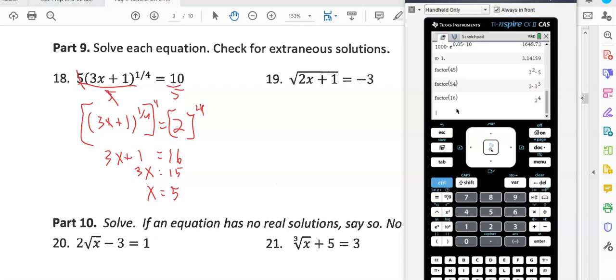Okay, I just don't try checking that. Yeah, always a good idea to check it. So if you do that, you go 3 times 5 is 15, plus 1 is 16. The 4th root of 16 is 2. 5 times 2 is 10. It does work. So always a good idea if it's an even root to check your answer.